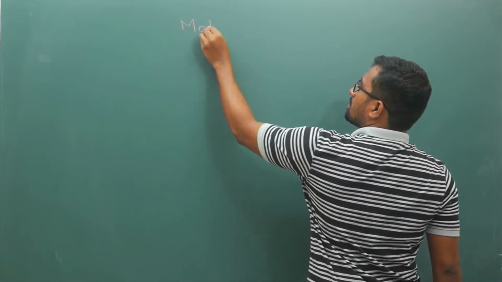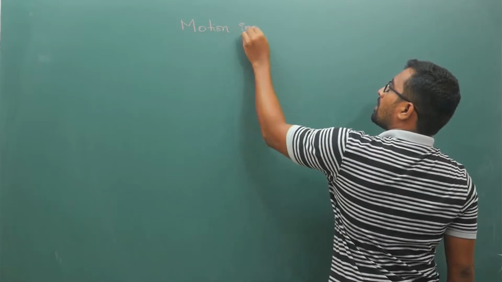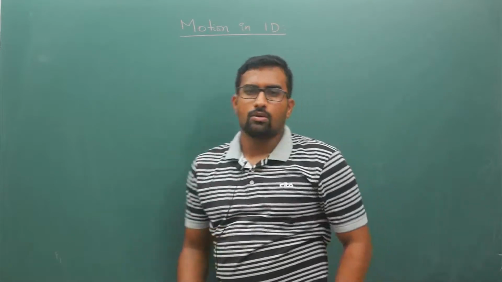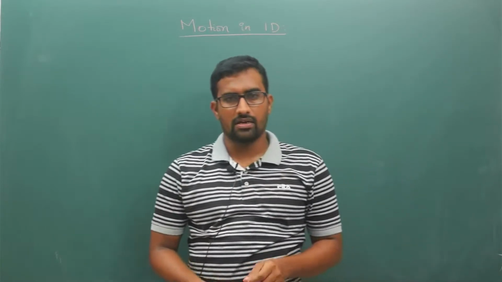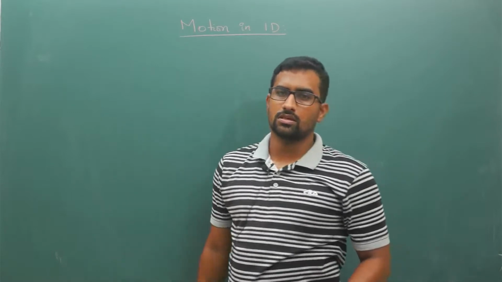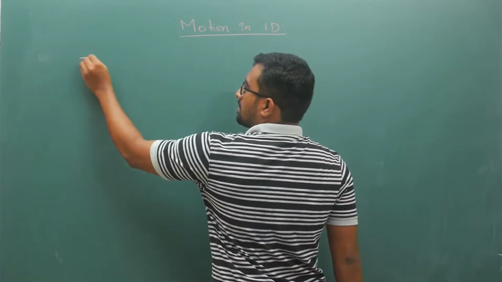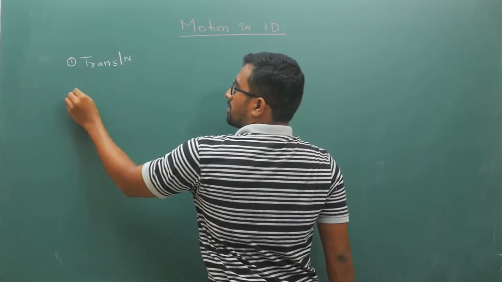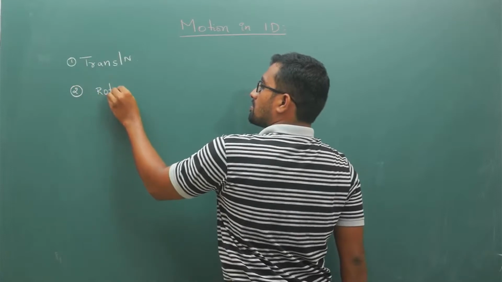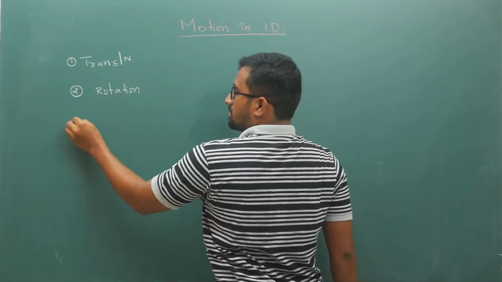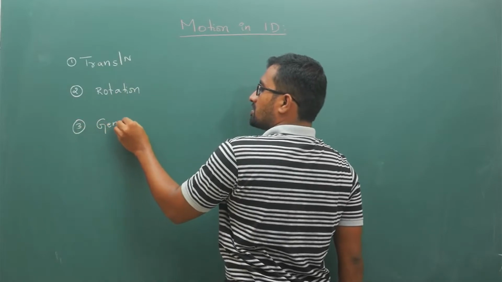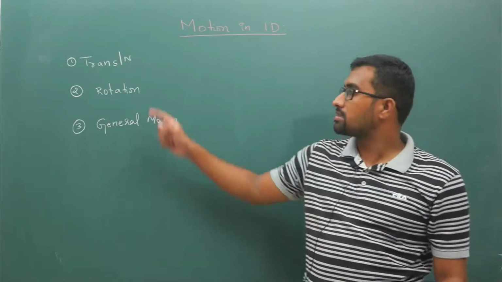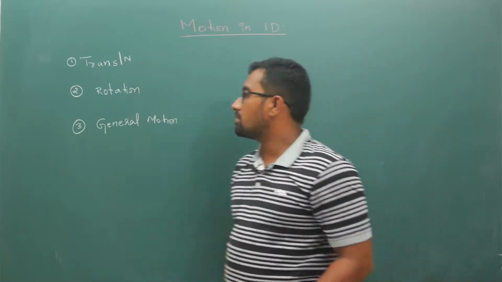So motion in one dimension is what we are going to see. Now what are the different types of motion that you have? Translational motion is one type of motion. Second, rotation, then followed by general motion, which is combination of translation plus rotation together. Okay, translation plus rotation together, that will give you general motion.